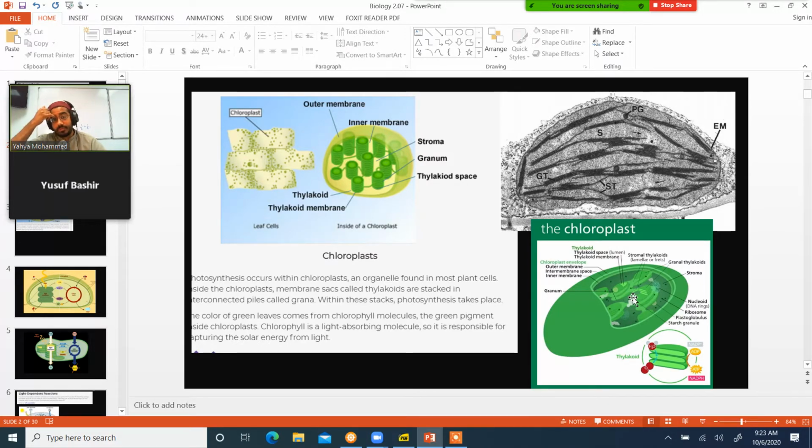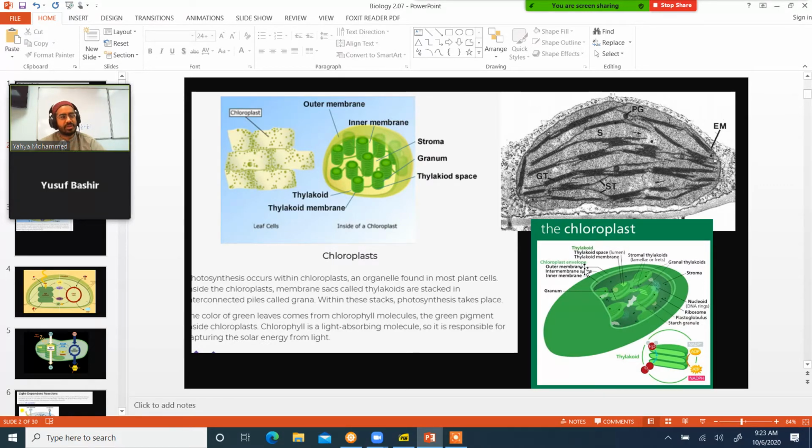Where's the chloroplast? You see this whole thing is the chloroplast. The membrane defines the chloroplast, tells you where it is. So everything inside the membrane is the chloroplast. Yeah, the whole thing. This picture over here is a little bit better.